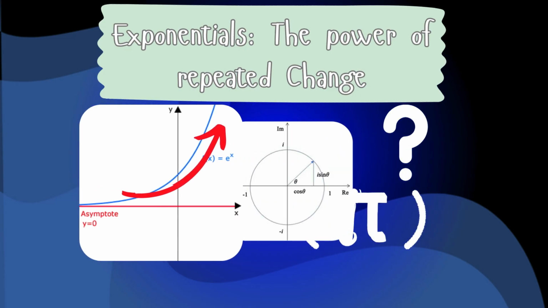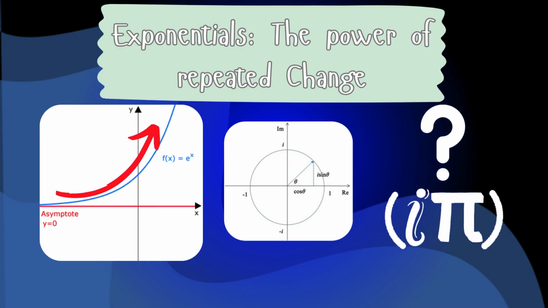The power of repeated change. Let's start with something we know, exponentials. e to the power of x, represented on the left, represents continuous growth. If you deposit money in a bank and let it grow forever, it's e to the power of x. Exponentials stretch out along the number line. They get big fast. But what happens when we raise e to an imaginary power like e to the power of ix?